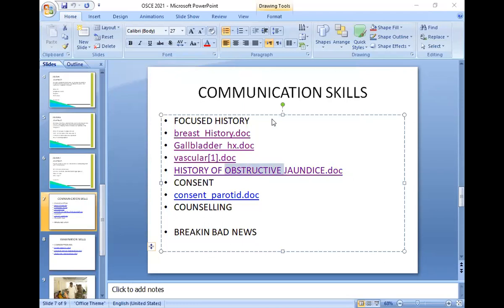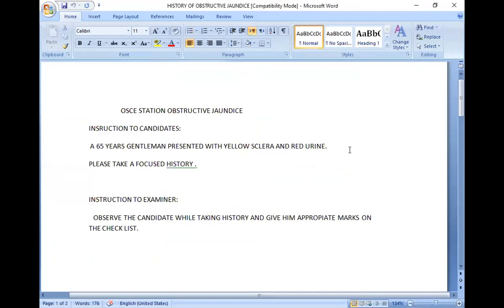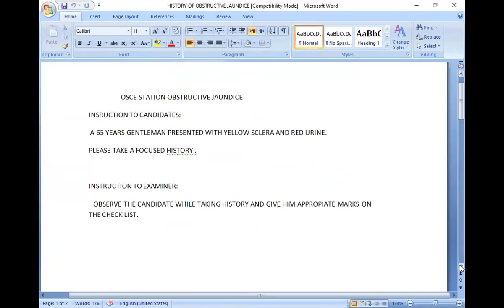And this is another OSCE station regarding a 65-year-old gentleman presented with yellow discoloration of the sclera and red urine. This indicates yellow sclera and red urine. Are you seeing this? No. Okay, very strange, I will show you. Okay. Are you seeing it now? Yeah, we are seeing. A 65-year-old gentleman presented with yellow sclera and red urine.